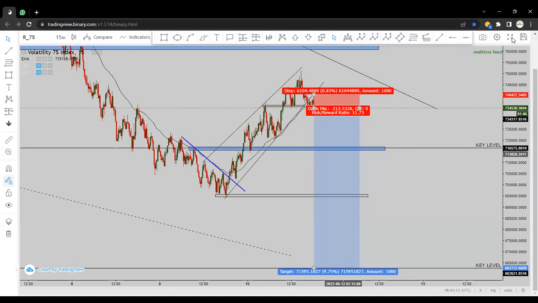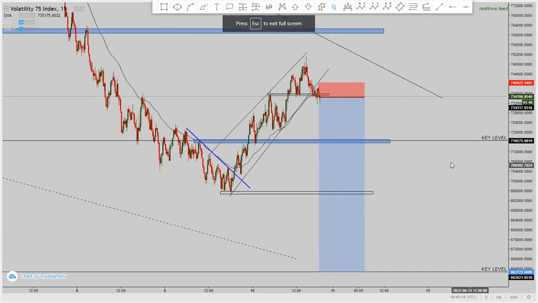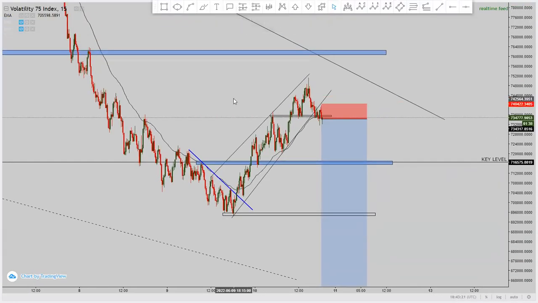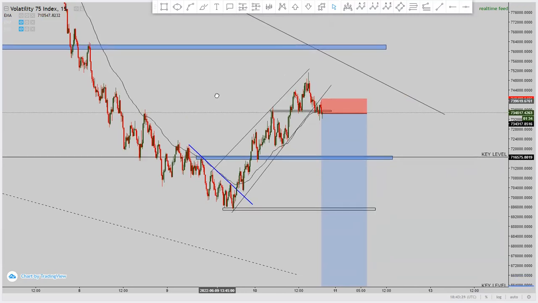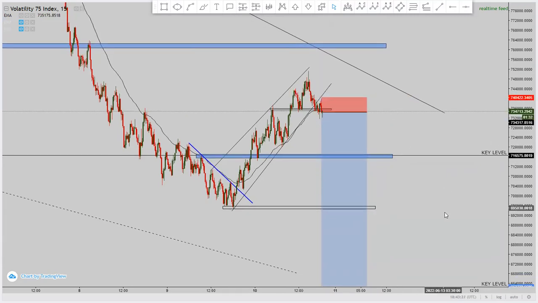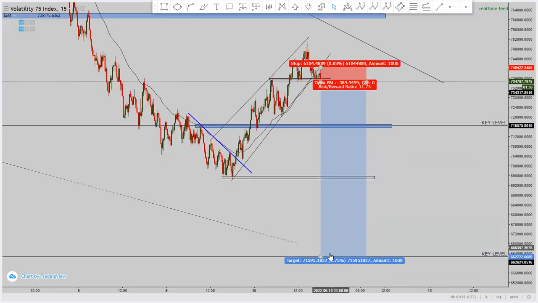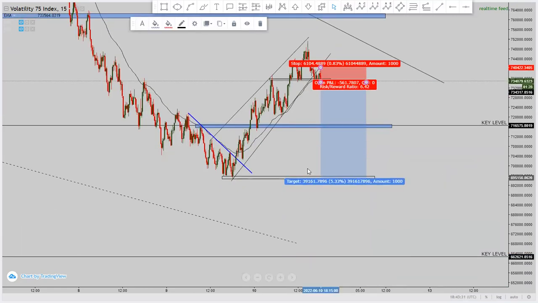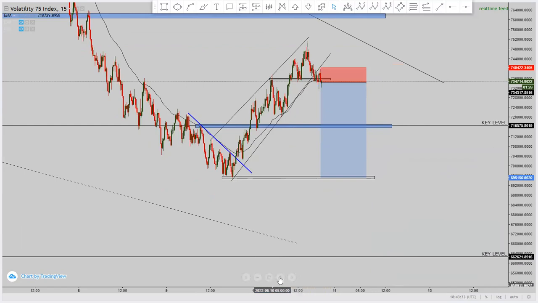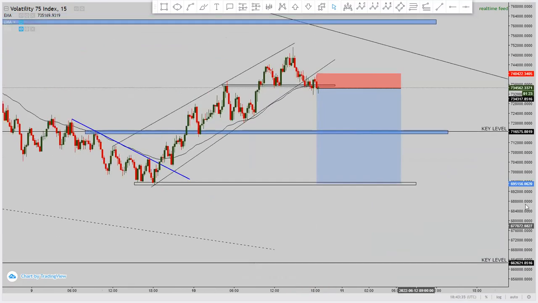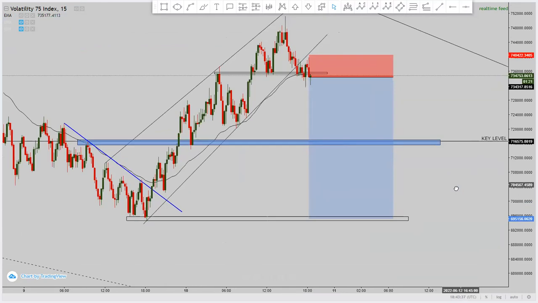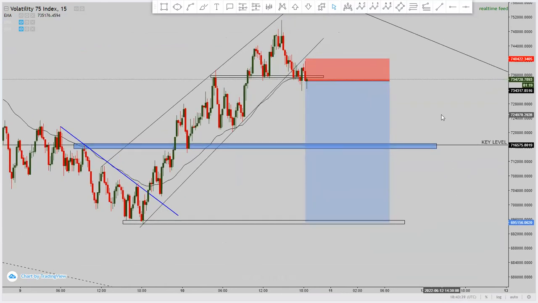Right, so this is VIX. We can even remove everything. We can even remove all these. Currently, right now, at this particular moment, my current bias is bearish.